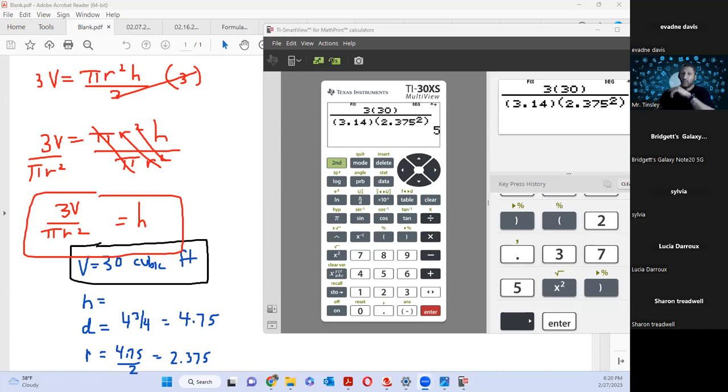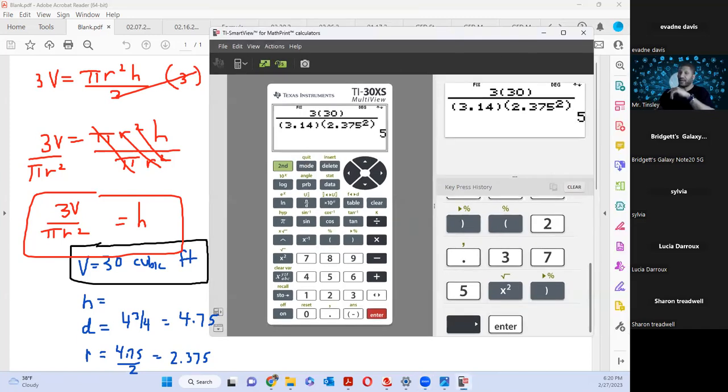So this is how we do that volume of a cone problem. Did that answer your question?